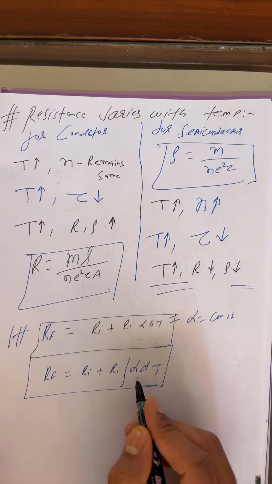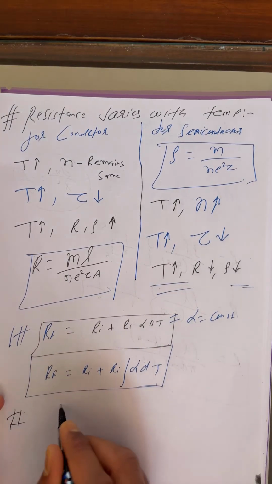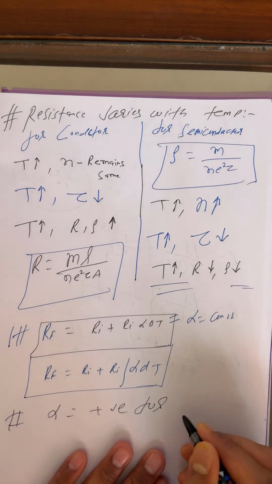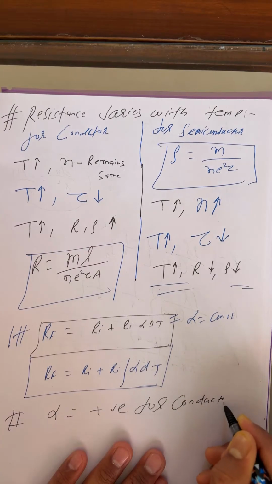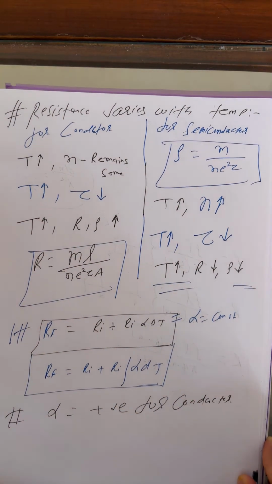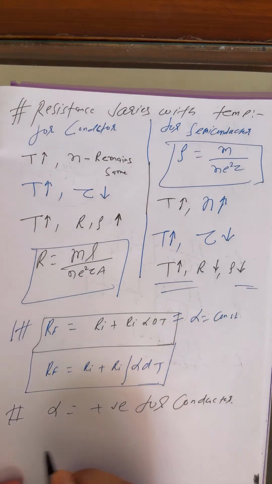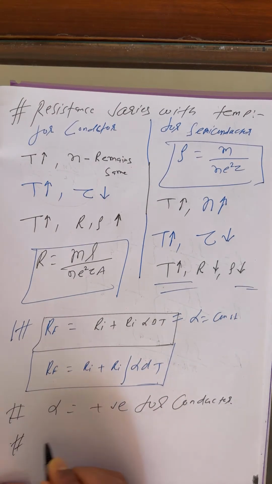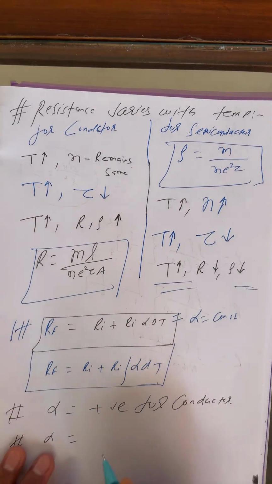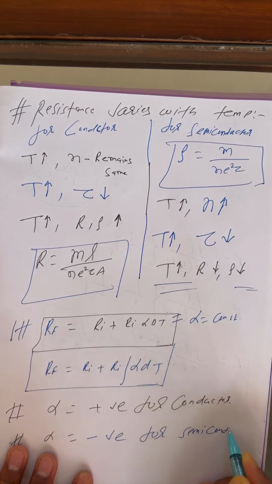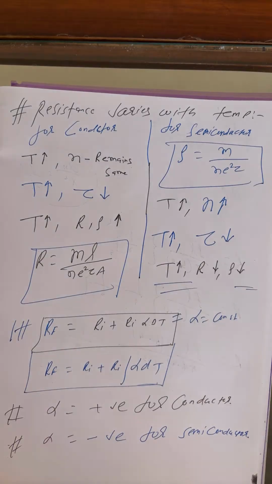Just a few points I wanted to discuss here. Alpha is positive for a conductor. Alpha is positive for a conductor, right? Alpha is negative for a semiconductor.